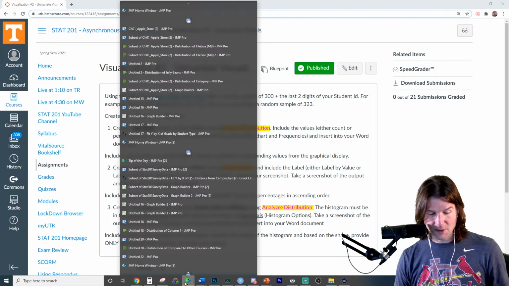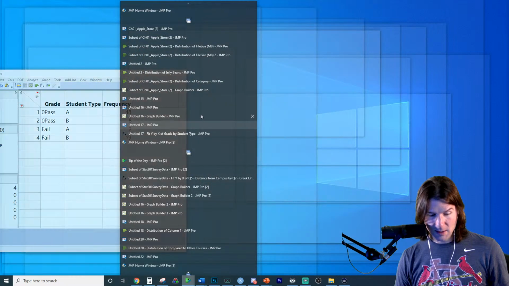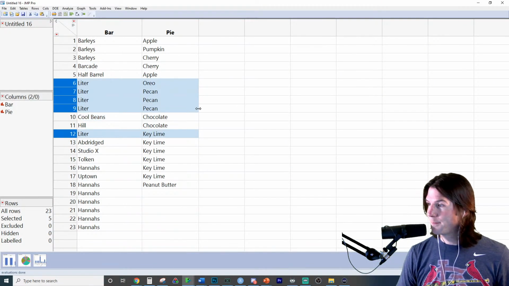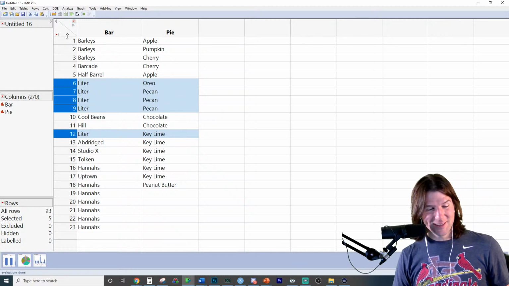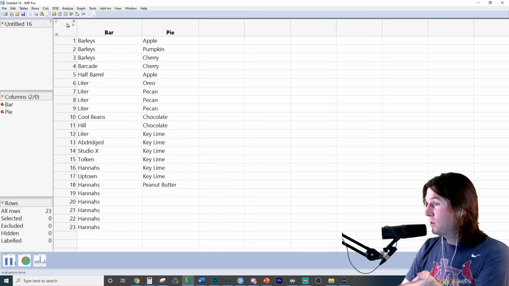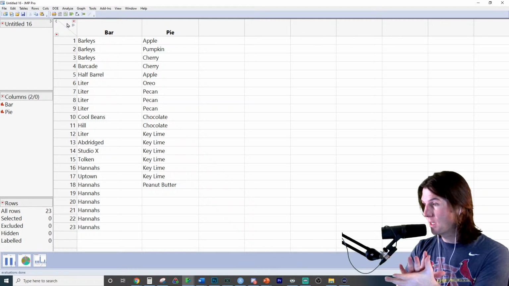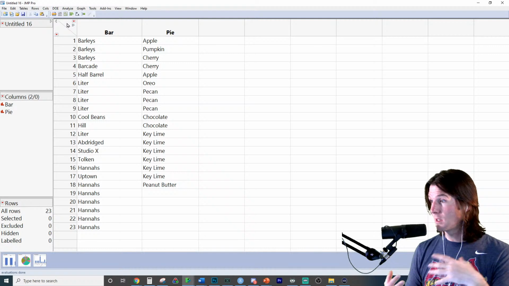We have the data set in here somewhere. Maybe it'd be a good idea if I labeled my data sets. So here's our data set with bars and pies. I'm just using this data set now. Please use your data set. I'm just using a different data set to not do the assignment. Does that make sense to everybody?